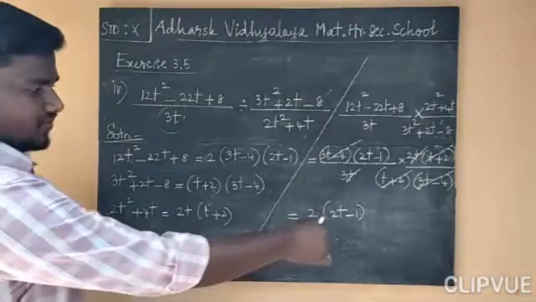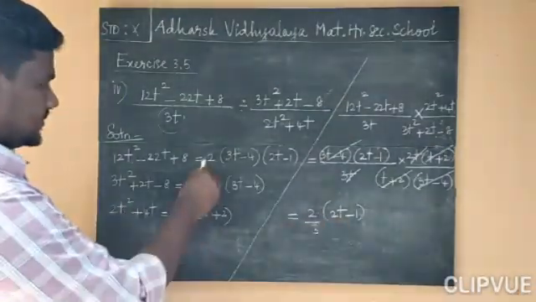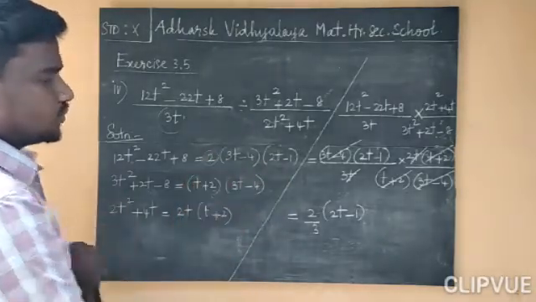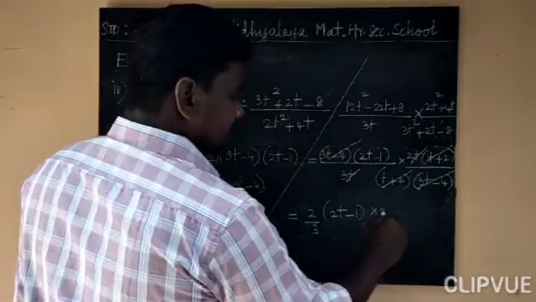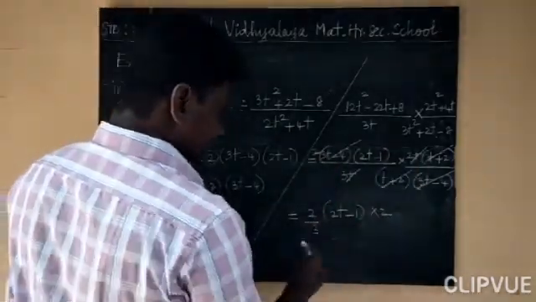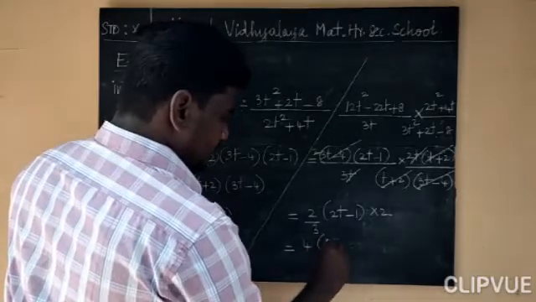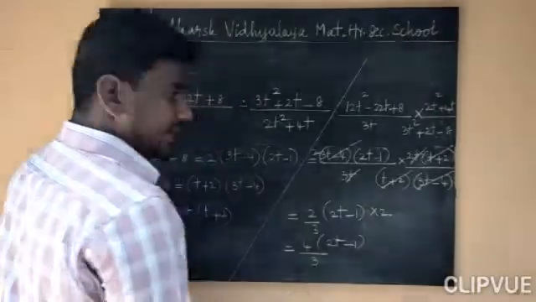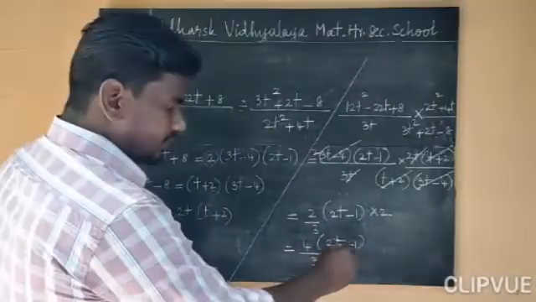So actually I have committed a mistake here. That is, when I replace with the factors, I forgot to replace this 2. So here you can replace it 2 and here also. So 2 into 2, 4. 4 into 2t minus 1 divided by 3. So the answer is 4 by 3 into 2t minus 1.